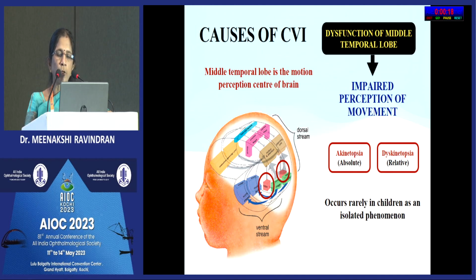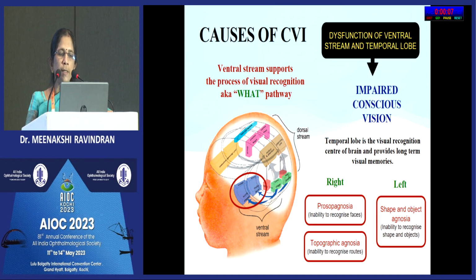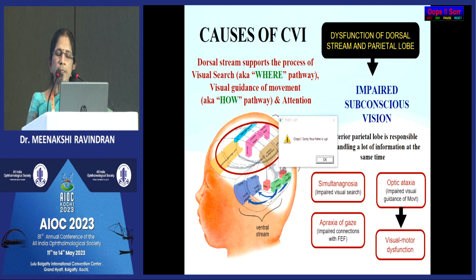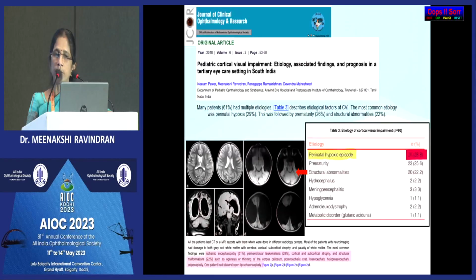And when the middle temporal lobe is involved, you have akinetopsia, absolute or relative. That is, they won't be able to see when the object is still, but when it is moving, they can pick it up. And when the ventral stream, that is the what pathway, is involved, it impairs your conscious vision, and visual recognition and memory, so faces, prosopagnosia or topographic agnosia can be there. And in the dorsal stream, it is the posterior parietal lobe which is mainly involved, and all these dysfunctions can be there. We also have publications, and we have seen more than 120 cases.